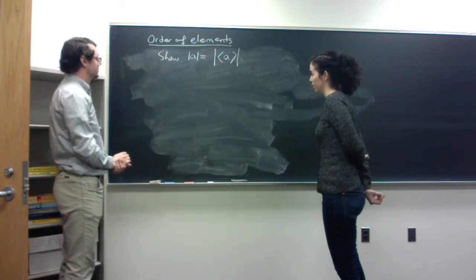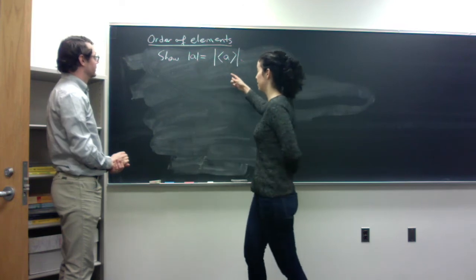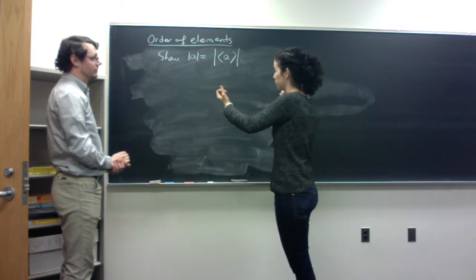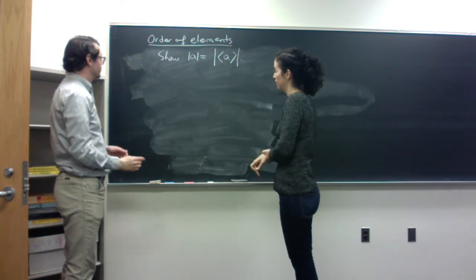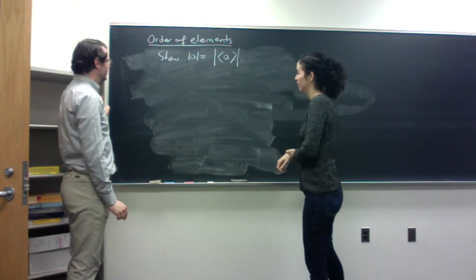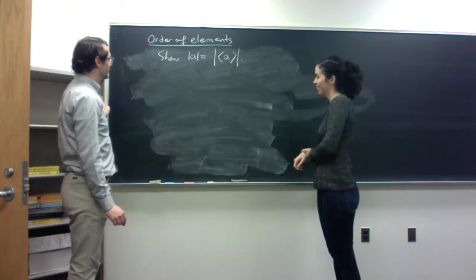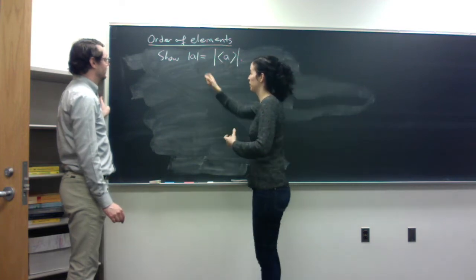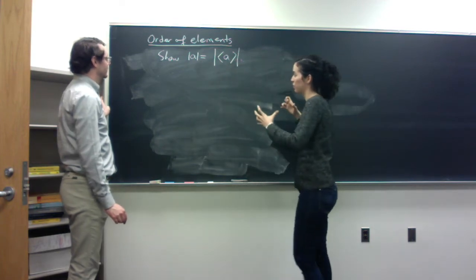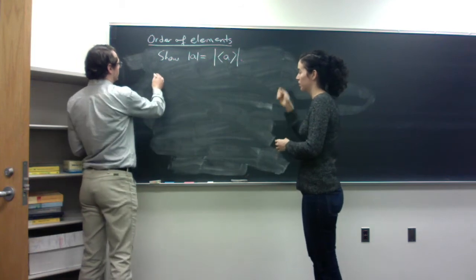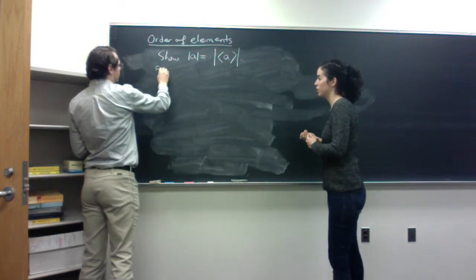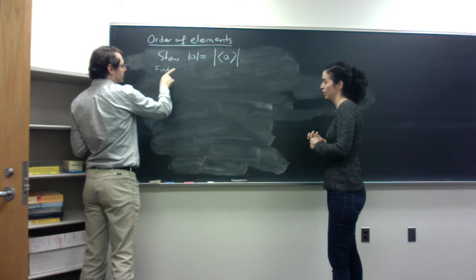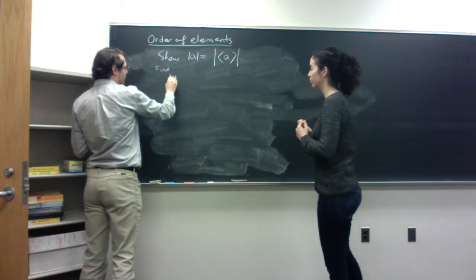Should we try to prove that one is less than the other? Since we're comparing two natural numbers, should we go both ways? I guess we can try to go both ways. Okay. Which is the easier way, do you think? I think the order of an element is a concept that's easier than the order of a subgroup, because you just take powers of that element. So we want to go with this one being smaller?